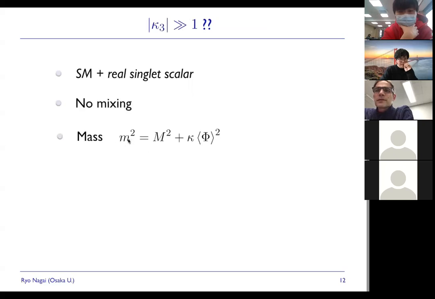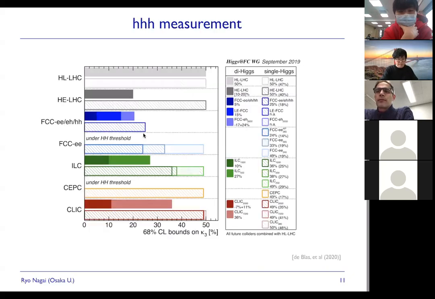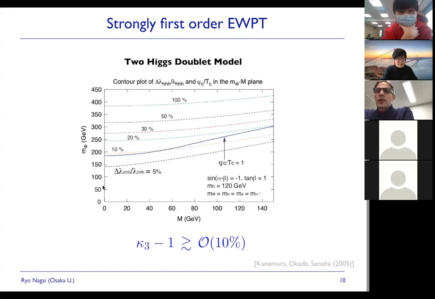So this is the mass of the extra scalar, and the horizontal axis corresponds to this parameter, which is independent of the Higgs pair. And the Y axis is the physical mass. So this figure means that the Y axis is the physical mass, and the X axis is the one that comes from the independent Higgs mass. So that's the definition.